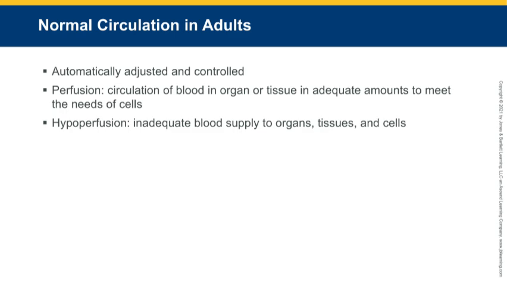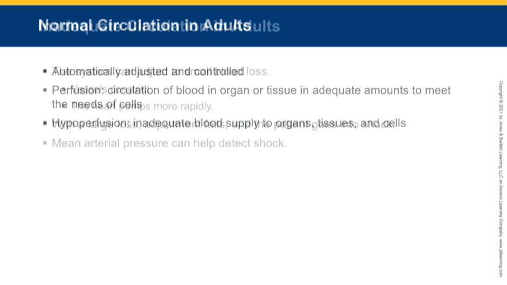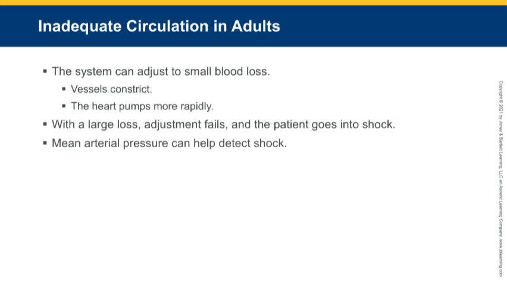Normal circulation is automatically adjusted and controlled to ensure perfusion, which is the circulation of blood in adequate amounts to meet the needs of cells. The body can adjust to small blood loss by constricting vessels and increasing heart rate. However, with significant blood loss, these adjustments fail, leading to shock.